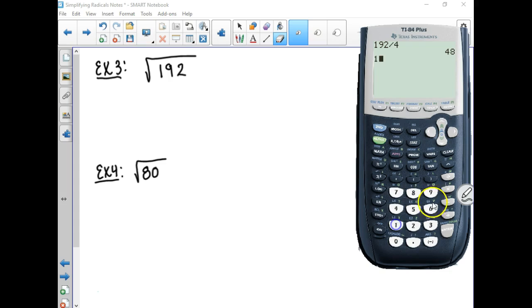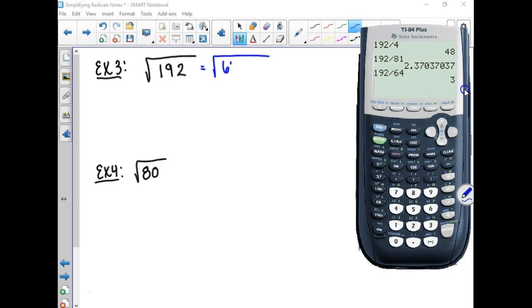So instead of starting from the bottom of the list, I'm going to start from the top. If I try 192 divided by, I know 100 won't go, so maybe 81, I get a number that is not a whole number, so I know that does not work. 192 divided by 64 gives me 3. So the best thing I can do here is break this into 64 times 3. And whenever I do that, the square root of 64 is 8. It goes on the outside of the square root.